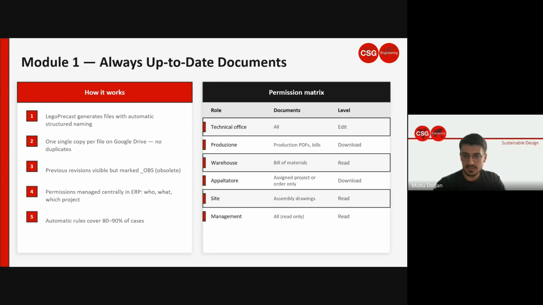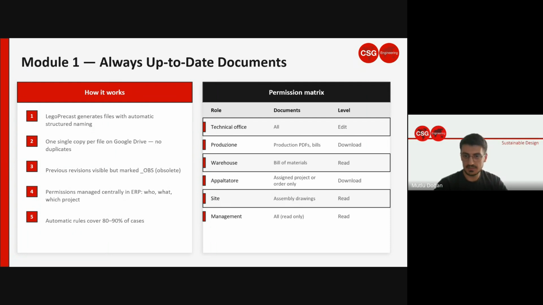It is still there if you need it, but everyone can see it. It is no longer the current version. It's with underline OBS. The permissions are managed centrally in P2000. The technical office can edit everything. For example, on the right side, we can see the permissions. We can change also these permissions if needed.